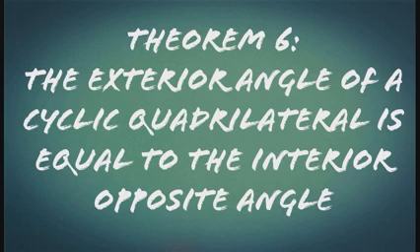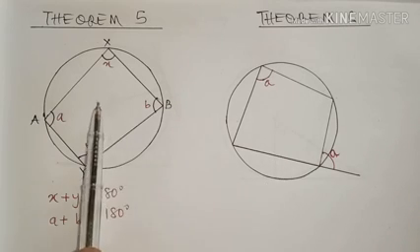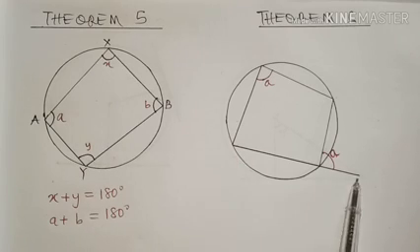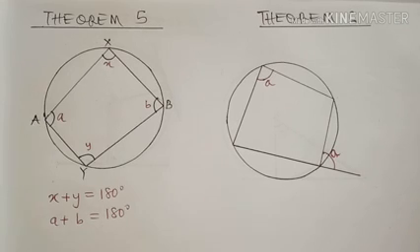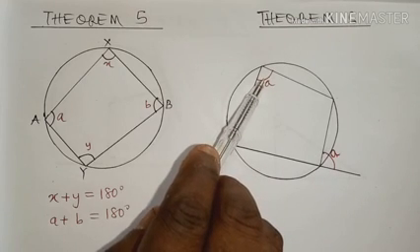Theorem 6. The exterior angle of a cyclic quadrilateral is equal to the interior opposite angle. This diagram is the same thing as this previous diagram. The only difference is that one of the lines is produced, meaning that one of the lines is extended. So the angle that will be formed here is called exterior angle. It will be equal to this interior opposite angle.